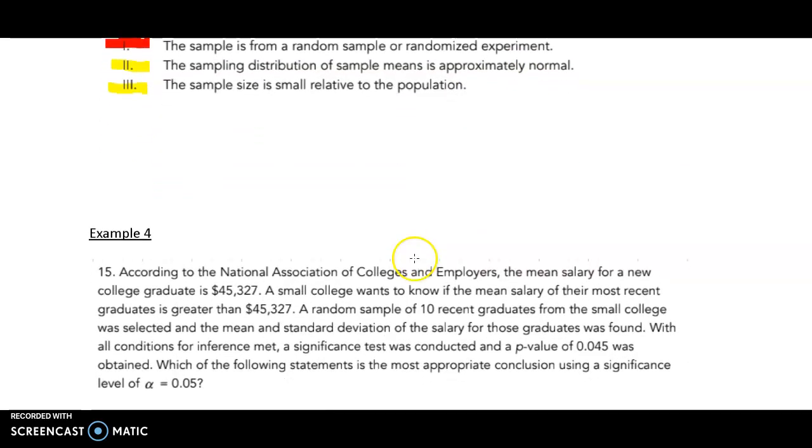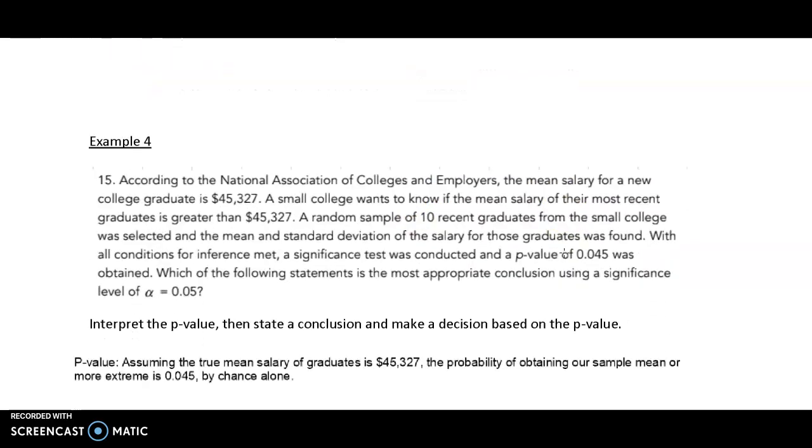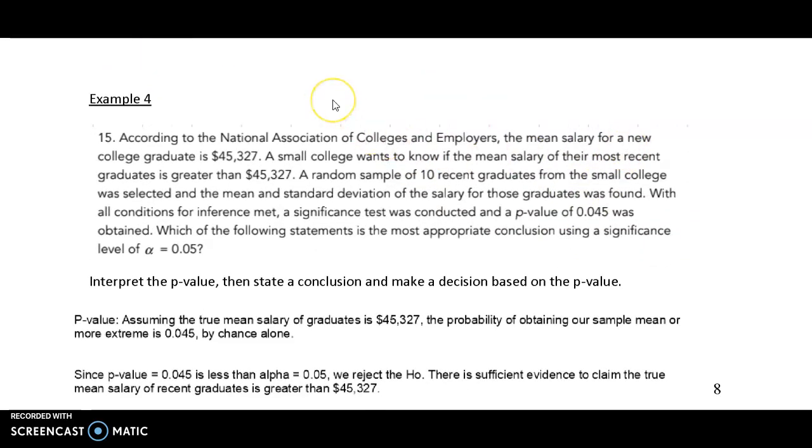In this example down here, we are asked to interpret the p-value and then state a conclusion, and the p-value sounds a little something like, assuming the null hypothesis is true. So assuming the true mean salary of graduates is $45,000, the probability of obtaining our sample mean of $45,327, or our sample statistic, or more extreme, is 0.045 by chance alone. Now that is a really small probability, so we would call this statistically significant. Now, since the p-value was less than the alpha level, we're going to reject the null hypothesis because there is sufficient evidence to claim that the true mean salary might be greater than this claimed value.